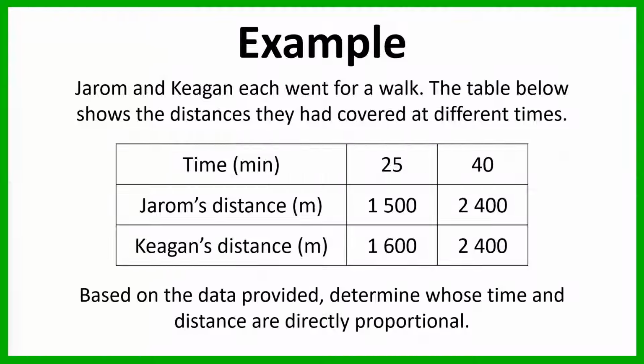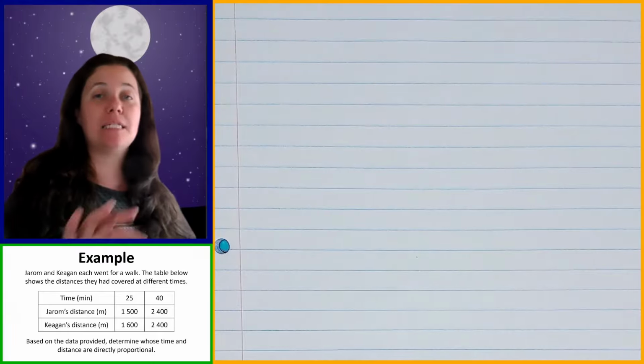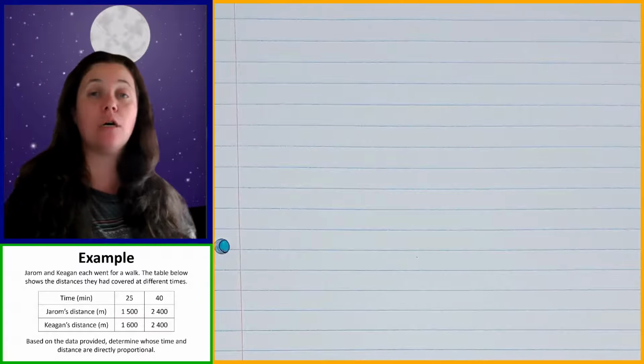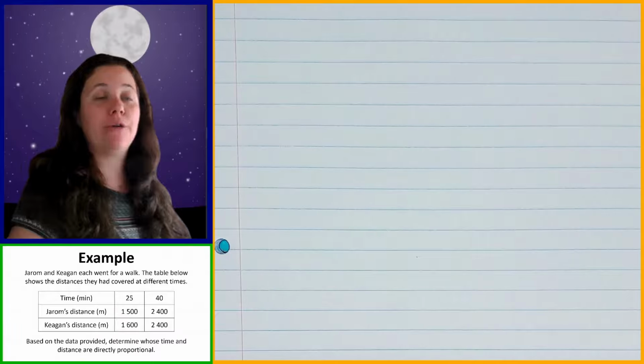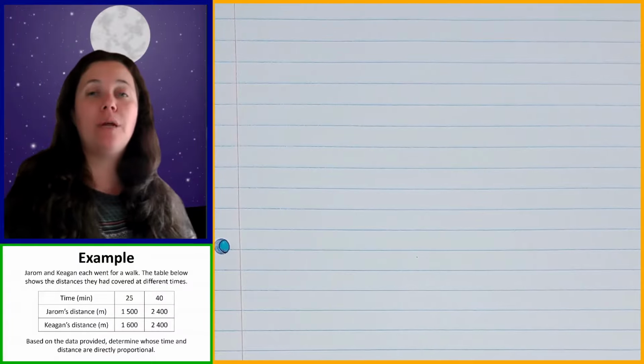In order to work out if the time and distance are directly proportional, we need to find out if, when we divide the one by the other, we get a constant. Okay, so now let's have a look at how we would do this question. So first of all, I'm going to be working with Jerem and Keegan separately. I'm going to work out if Jerem's time and distance are directly proportional, separately from working out if Keegan's distance and time are directly proportional. When I want to work it out, like I said, we're going to take the one variable and divide it by the other one and see if we get the same result.